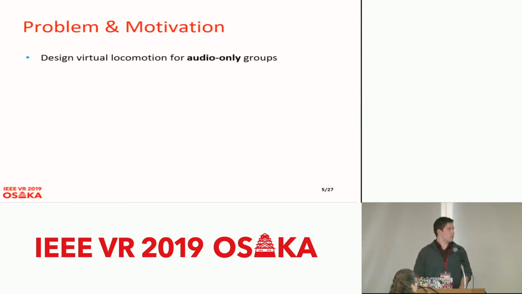So what we want to do is design a virtual locomotion interface for audio-only groups. In this paper, we define audio-only as a group that doesn't have any visual cues whatsoever. So think of a completely blind person. Vision-only would be somebody with no audio cues, so a completely deaf person. And our audio-visual group is essentially the control group that has all possible cues.